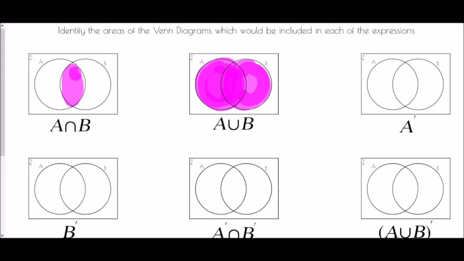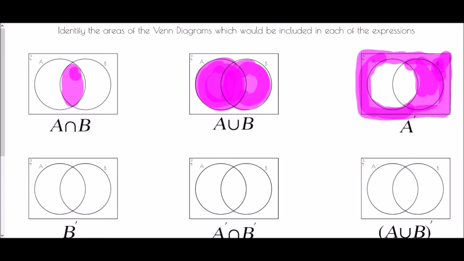If I'm looking at not A, that means we want to include anything which is not from the set A, so we can't have anything in the circle called A. We would have these pieces which are B, but not including the overlap because those parts are also in A. We also can't forget all of the elements around the outside: everything within the universal set which is not in A.